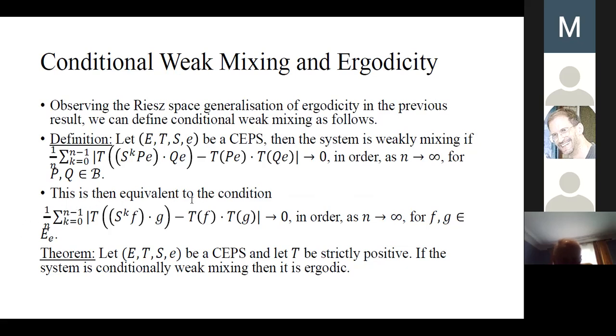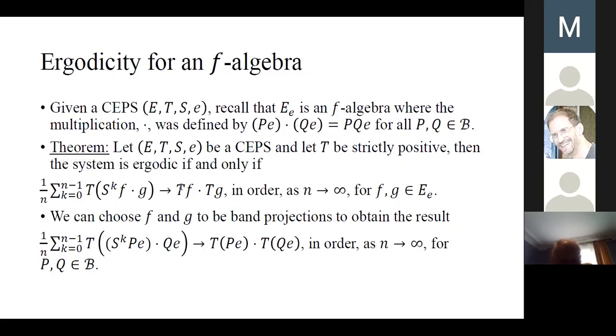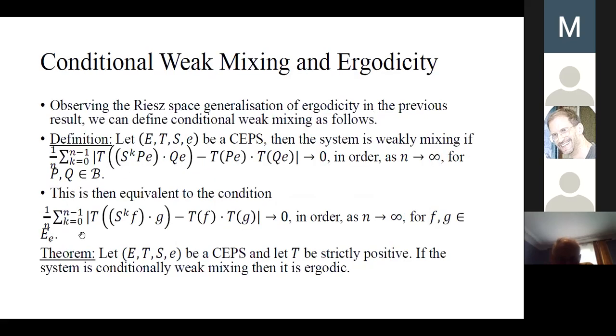And when we now look at the two results, we have this result for ergodicity, and we have this definition for weak mixing. We can then see that if we have the CAPS ETSE with T being strictly positive, then the system will be conditionally weak mixing. If the system is conditionally weak mixing, then it will be ergodic.